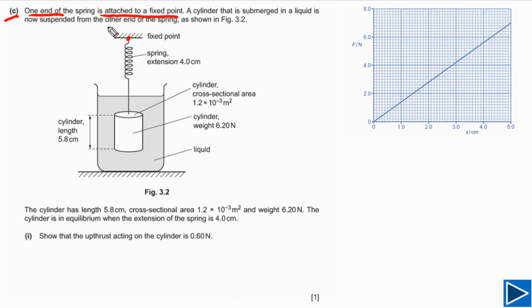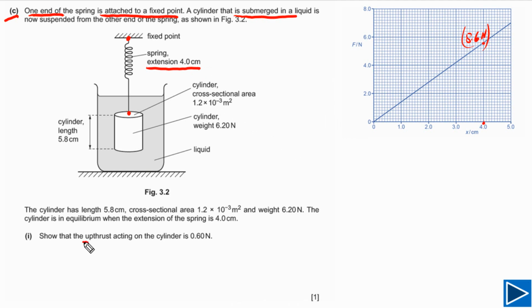And the other end of this spring is attached to a cylinder, and the cylinder is submerged in a liquid. So this is the other end of the spring. But it is also given to us that extension in the spring is 4.0 centimeters. As the extension is 4.0 centimeters, we can find the value of the spring force. This value is equal to 5.6 Newton. So this is important. This is the value of the force when extension is 4.0 centimeters.